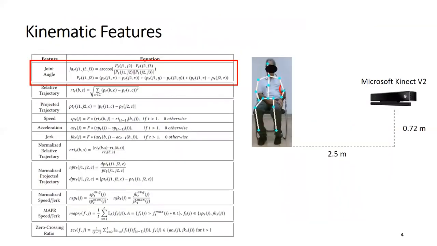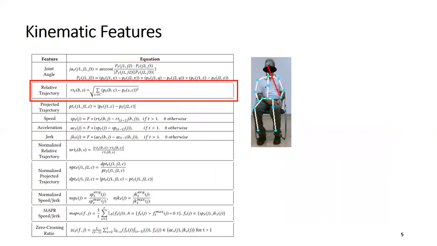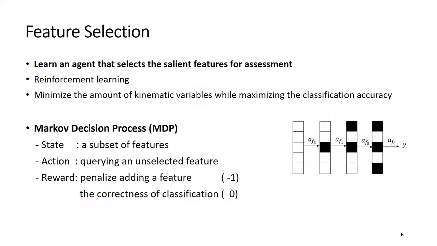First, a Kinect sensor is utilized to track the joint position of a patient performing an exercise. And we extract various kinematic features such as joint angle, trajectory on multiple joints, and other speed-related features. Given these various kinematic features, we then learn an agent that can dynamically select salient features for assessment using reinforcement learning.